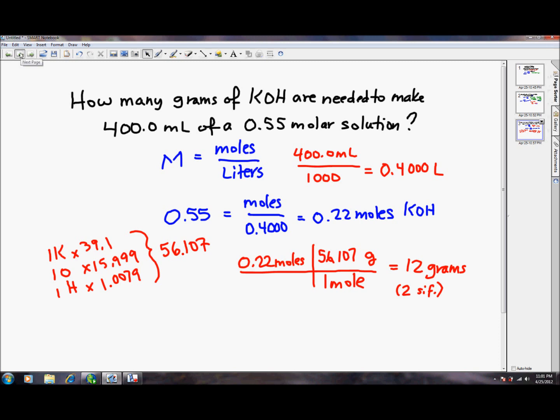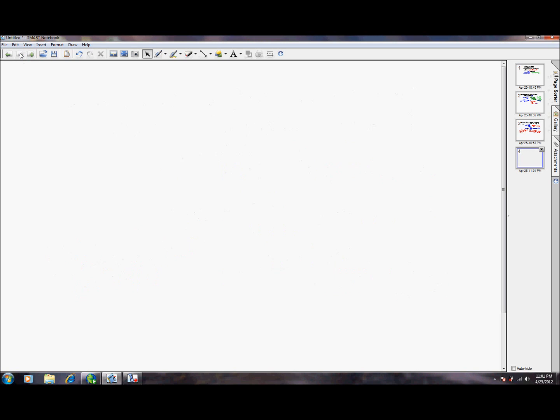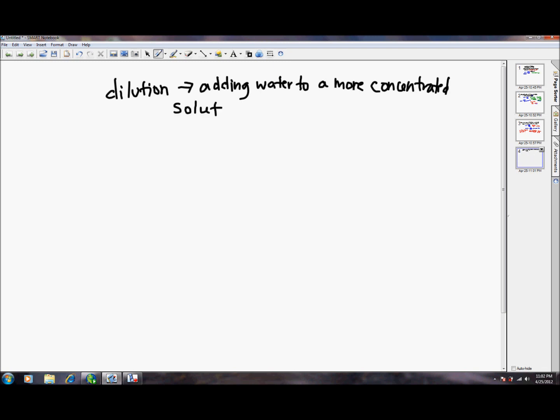Okay, the other thing that we commonly see using moles and concentration, or describing a solution, is called dilution. Dilution is basically adding water to a more concentrated solution, and it gives you a diluted or less concentrated solution.